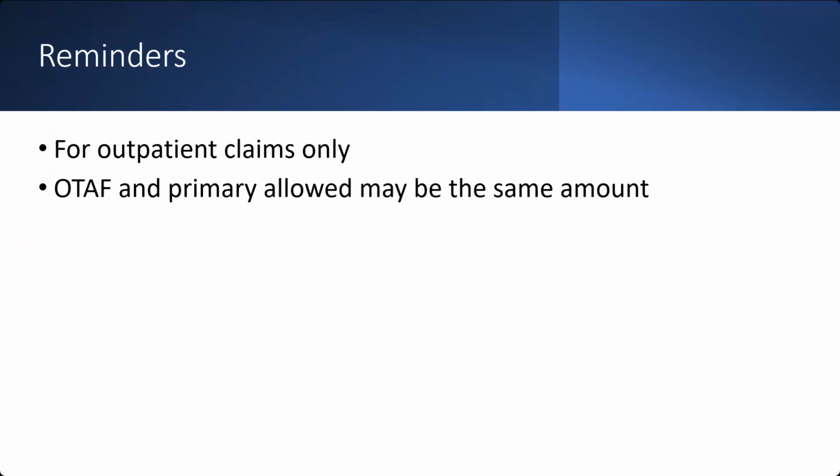Let's finish up with some reminders. First, this is for outpatient claims only. Remember, these claims must apply the 20% patient liability amount. The obligated to accept as payment in full and the primary allowed amount may actually be the same amount. This will be based on the primary insurance's remittance advice.